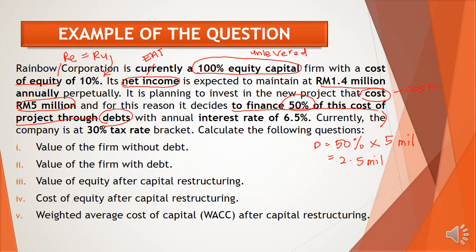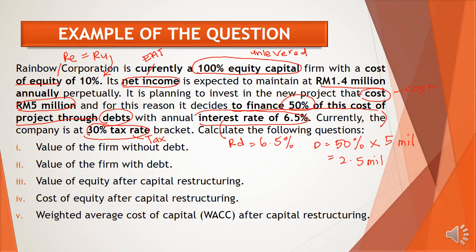The amount of debt is equivalent to 2.5 million with an annual interest rate of 6.5%. The interest rate here is also equivalent to cost of debt, which is RD. So RD is 6.5%. Currently, the company is at the 30% tax rate bracket. This is the information regarding tax, so tax here is 30%.